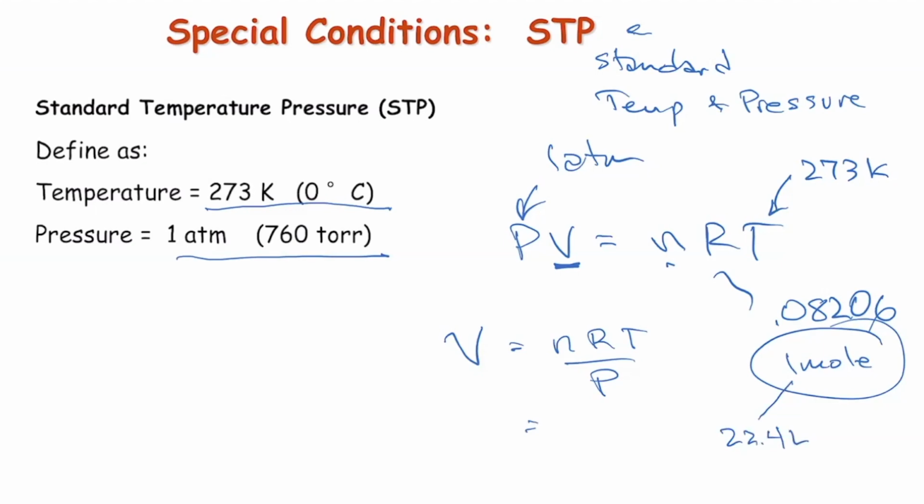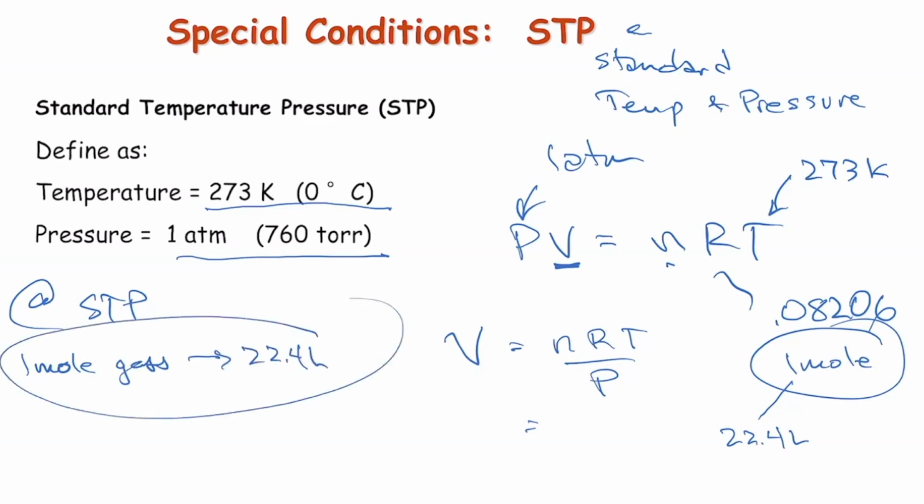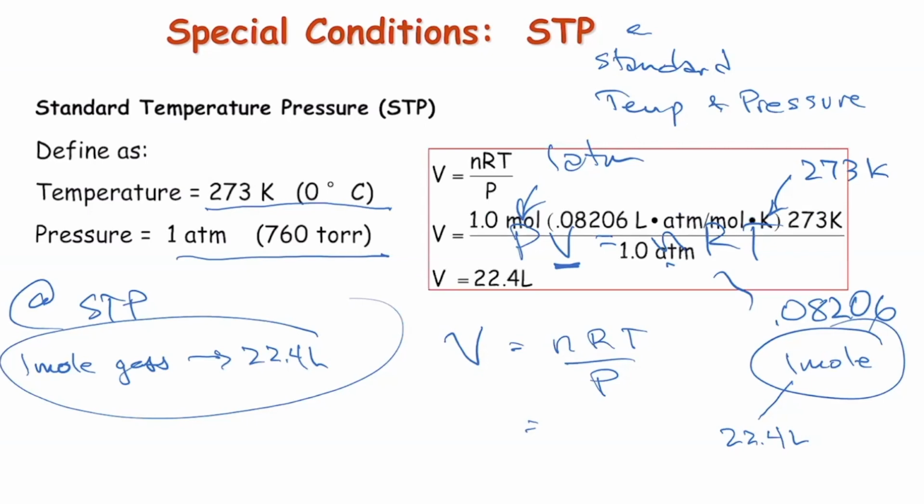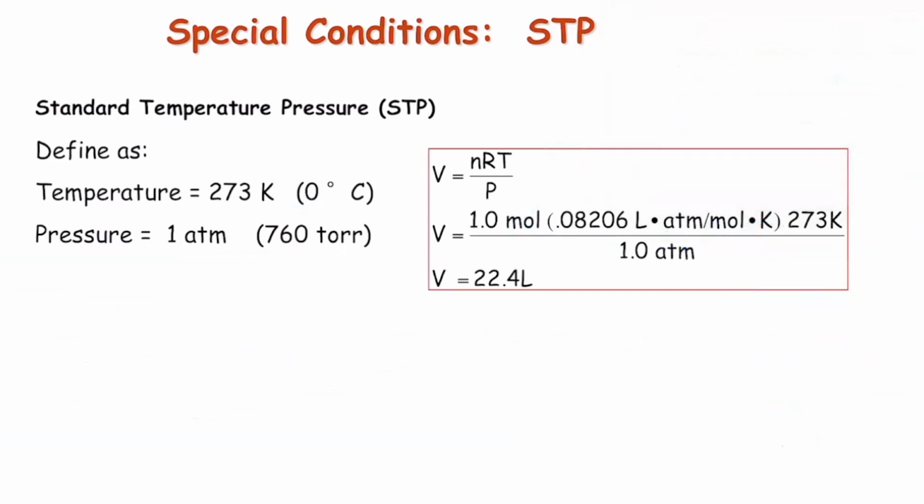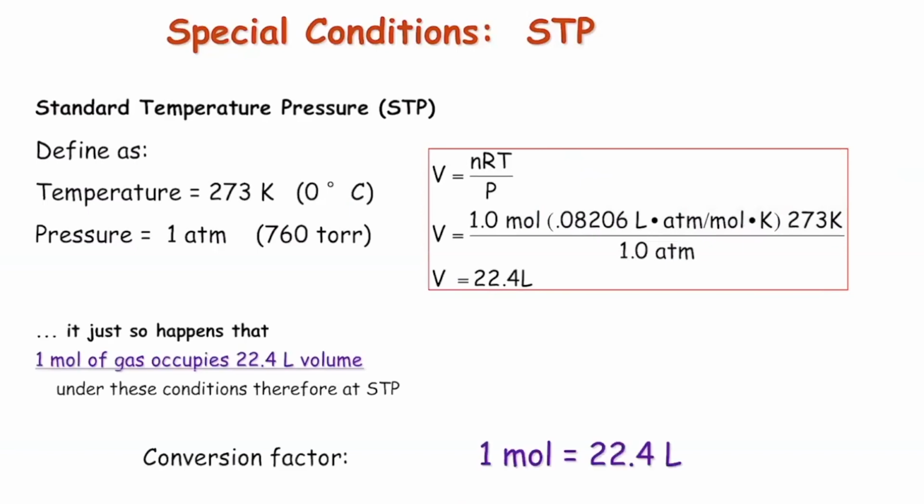So now at STP, we can use that as a conversion factor. For every 1 mole of gas, that 1 mole of gas will occupy 22.4 liters. We can use that because our pressure and our temperature are assumed to be constant at this value. Okay, so here it is right here: 22.4 liters, 1 mole of gas, STP.